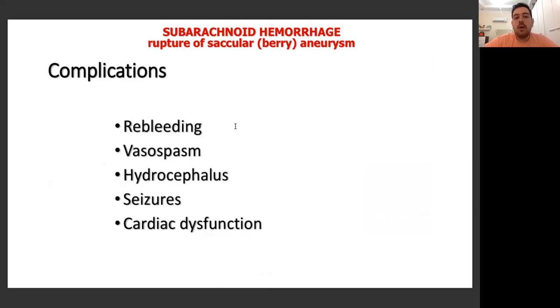So what are the complications of subarachnoid hemorrhage? After the first bleeding, the patient can develop a rebleeding, or they can develop vasospasm. After the bleeding, because of the irritation, because of the blood that is everywhere, the vessels will start to contract to minimize the bleeding. So now the patient will reverse from a hemorrhagic state into an ischemic state. That's why we give them a medication called nimodipine. It's a calcium channel blocker, in order to prevent this complication, because we don't want the vessels to contract that much and then become ischemic.